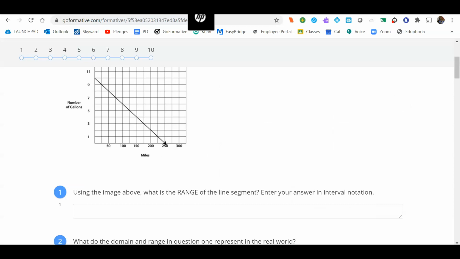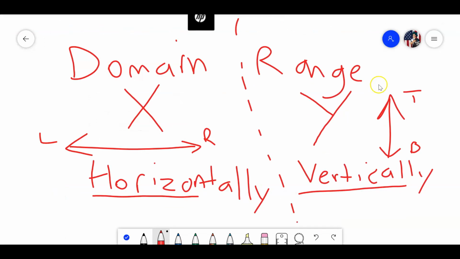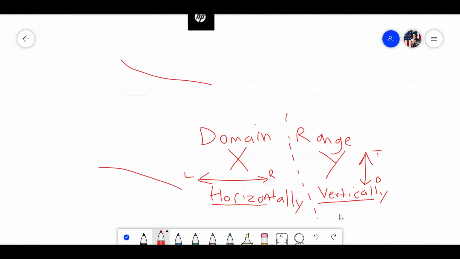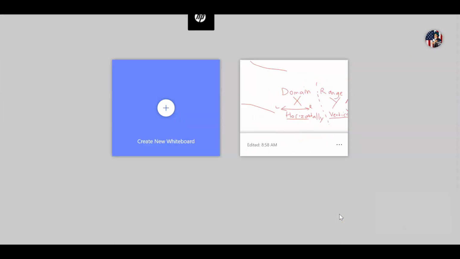All right? Now here's the question. How do you write interval notation? I'm glad you asked. Let's see if I can add an image. That's a great question. All right. Interval notation, okay? Let me actually get my pen here. Interval notation.